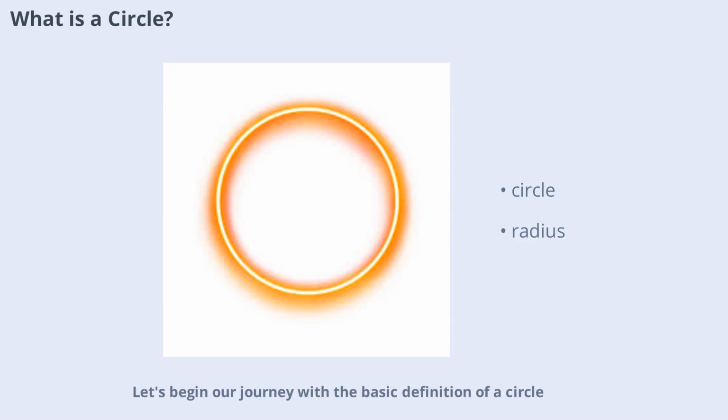Let's begin our journey with the basic definition of a circle. Imagine a flat surface and pick a point on it. Now, if you mark all the points that are exactly the same distance from this chosen point, you get a circle. This special point is called the center, and the constant distance from the center to any point on the circle is known as the radius.